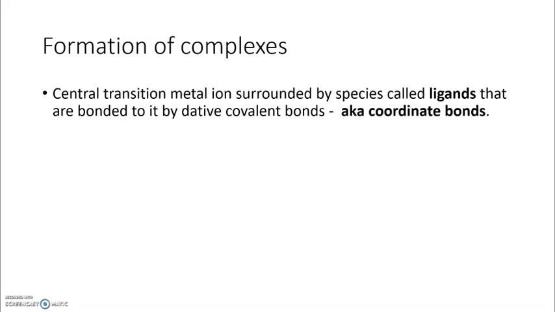The complexes themselves, depending on the charge of the transition metal ion and the charge of the ligands, could be positively charged overall, in which case we call it a cationic complex. They could be negatively charged overall, in which case they're an anionic complex, or they could be uncharged. They could be a neutral complex.